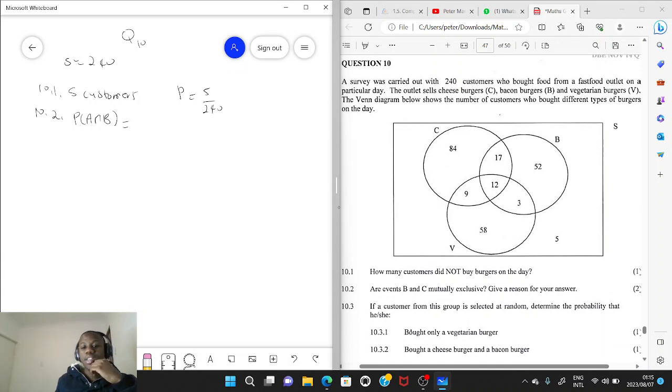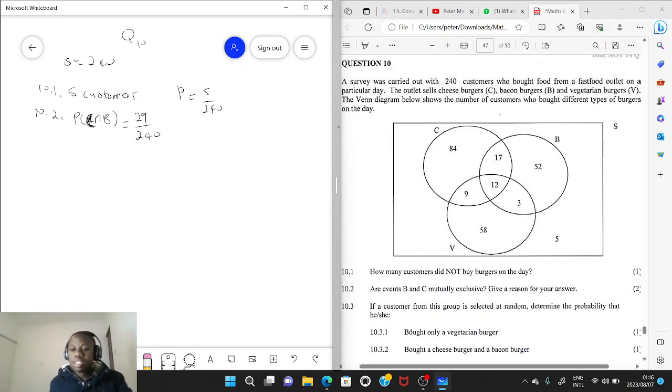In this case, because they're speaking about B and C, we have the whole circle for B and the whole circle for C. Instead of having A, I'll have C. So we look at the intersection. The intersection of B and C is this whole portion, which is 17 plus 12. We don't really care whether B intervenes at this particular moment because there's no "but not." So 17 plus 12 is 29. So the probability of C and B is 29 over 240.